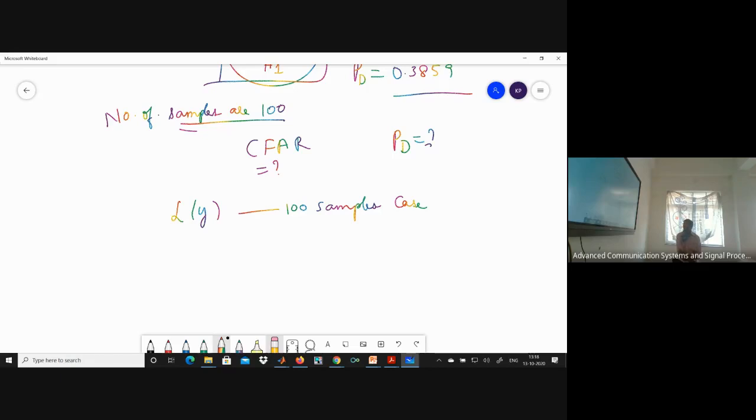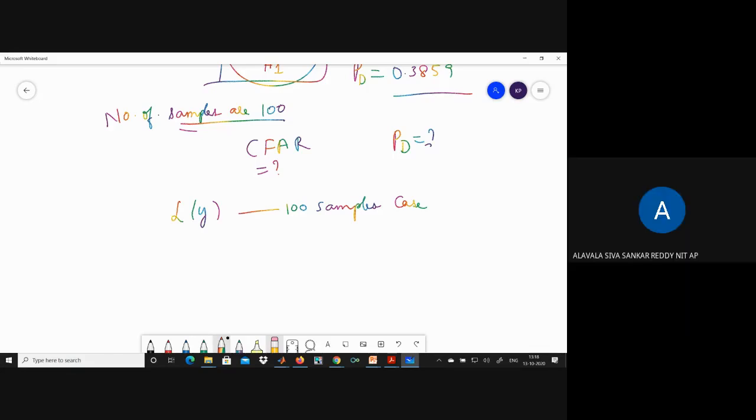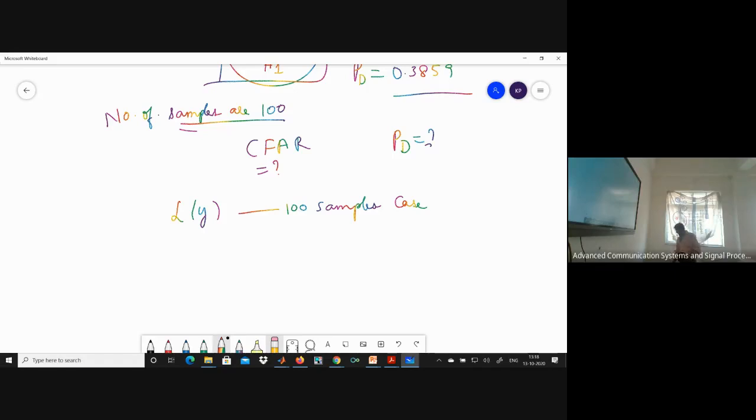Shivashankar Reddy, speak up. Sir, can you calculate L of y? Yes, sir, I will calculate. Do it and tell me what is the final expression that you have obtained.